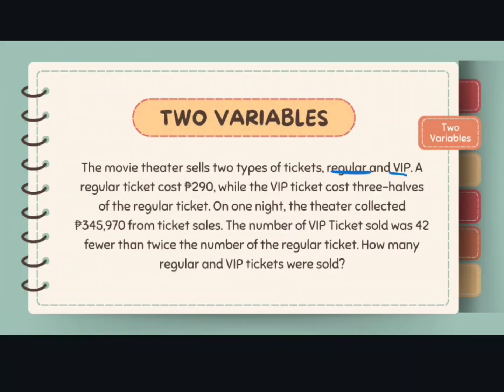So we have here our word problem involving 2 variables. The movie theater sells 2 types of tickets, regular and VIP. So that is our variables. A regular ticket costs 290 pesos while a VIP ticket costs 3 halves of the regular ticket. On one night, the theater collected 345,970 from ticket sales. The number of VIP tickets sold was 42 fewer than twice the number of the regular tickets. How many regular and VIP tickets were sold? This is our word problem with 2 variables.